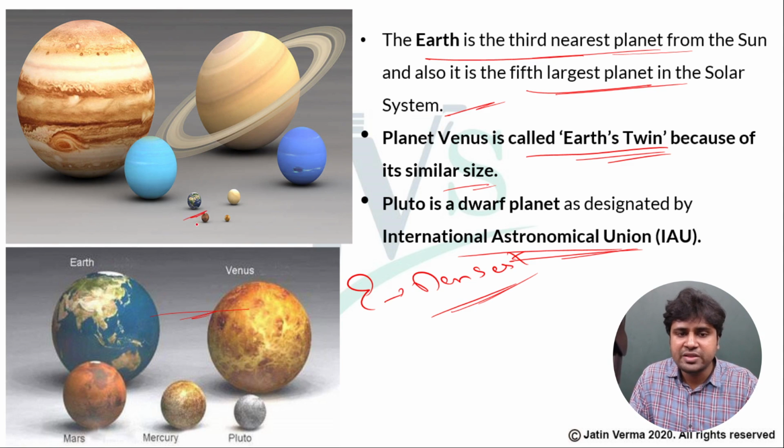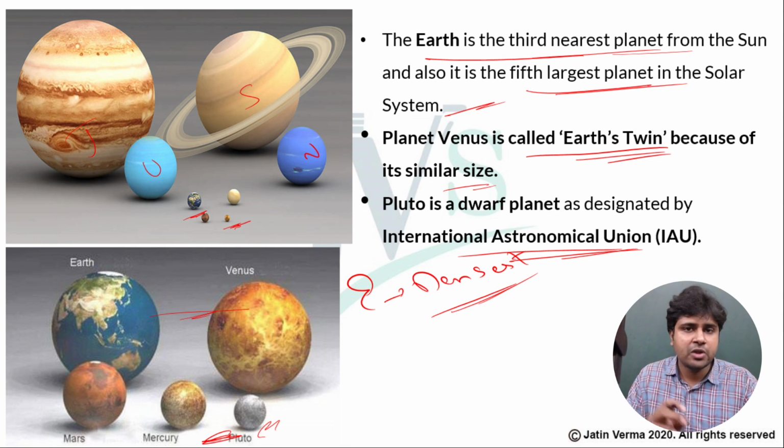Now, just look at these two images for comparison. See how small the Earth is compared to Jupiter, Saturn, Uranus, and Neptune. Earth is very, very small. Now, just compare Earth with Pluto. Pluto is even smaller. Pluto is smaller than Mercury. You can see Mercury in this image, right? Pluto is even smaller than Mercury. So now you might have understood why Pluto is not a planet. Pluto is a dwarf planet. Clear?